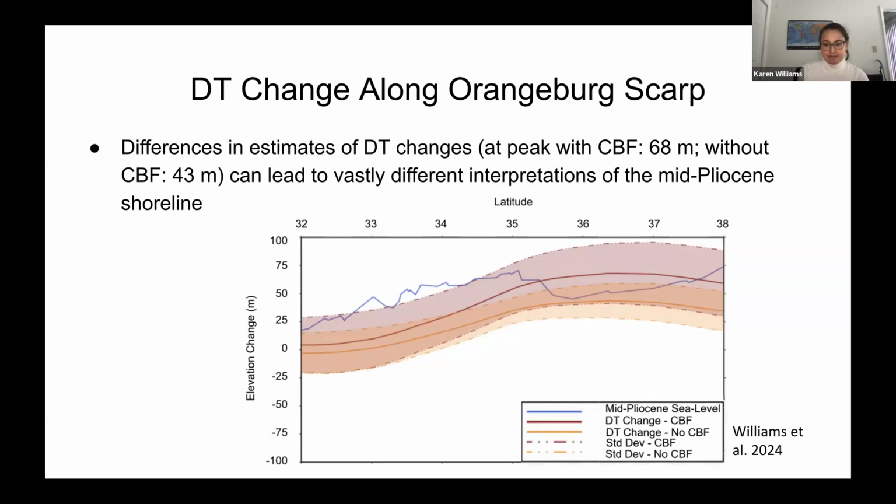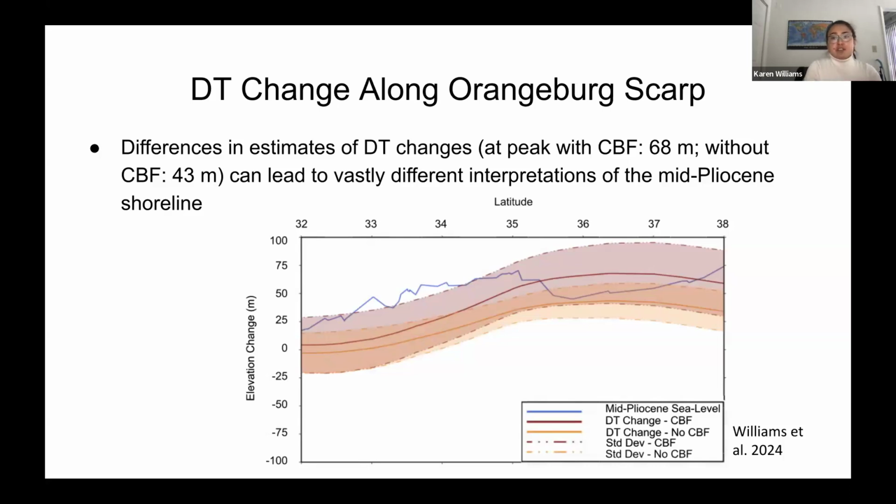And that was taken from Rovere et al. 2015. Our peak elevation change, which occurs at about 36.4 degrees north, with and without the CBF, is approximately 68 meters and 43 meters respectively. So this 25-meter difference in elevation change can lead to vastly different interpretations of the mid-Pliocene shoreline.